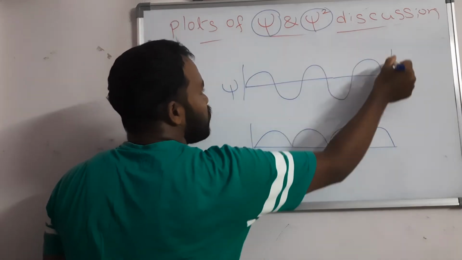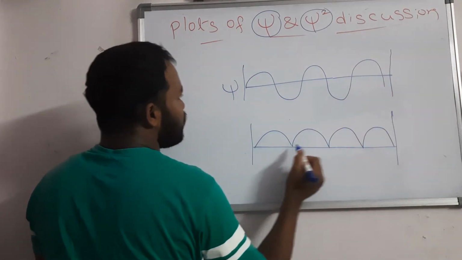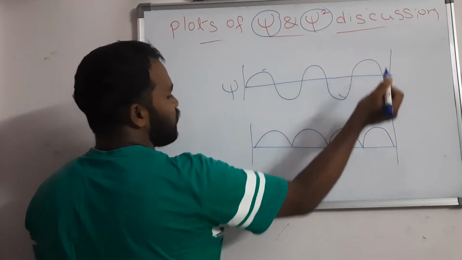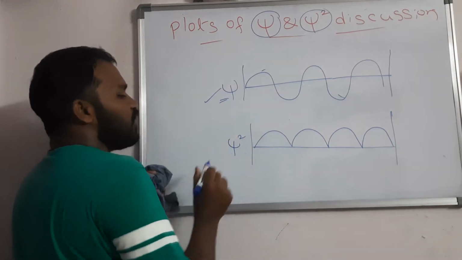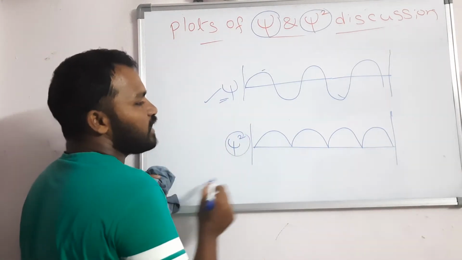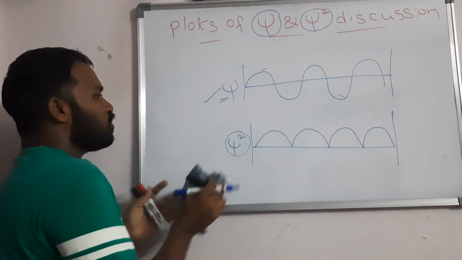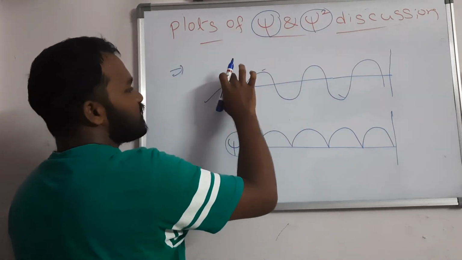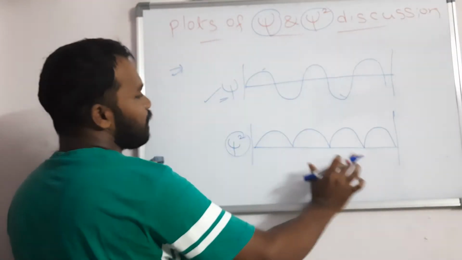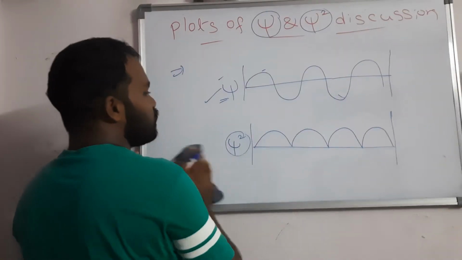If it is a boundary, you should write like this, 1 2 3 4 5 6, whatever it is. Here it is the wave function, and this is the probability of finding the electron. So the first point is plots of psi and psi square: psi is the wave function and psi square is the probability of finding the electron. First you should draw this.